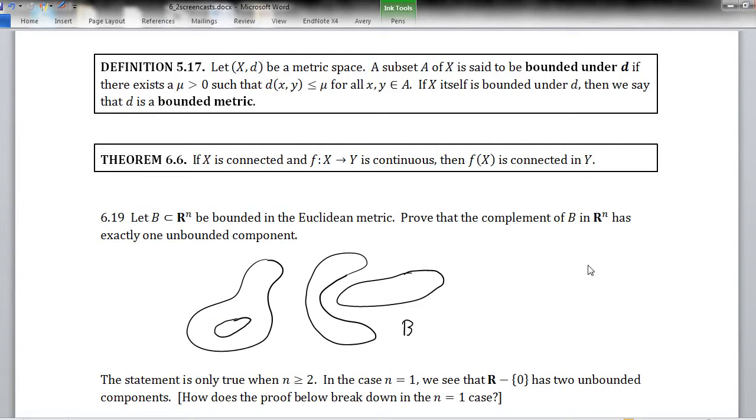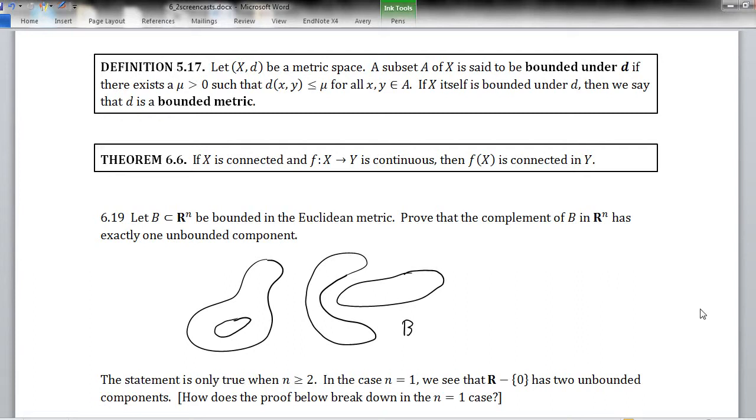And so the complement of B has how many components? Well, it has basically all the stuff outside of these three, and then it also has that little piece inside here. So the complement of B has two components, but only one of those components is unbounded, the one outside here. This component here is certainly bounded. So it looks like it's true.